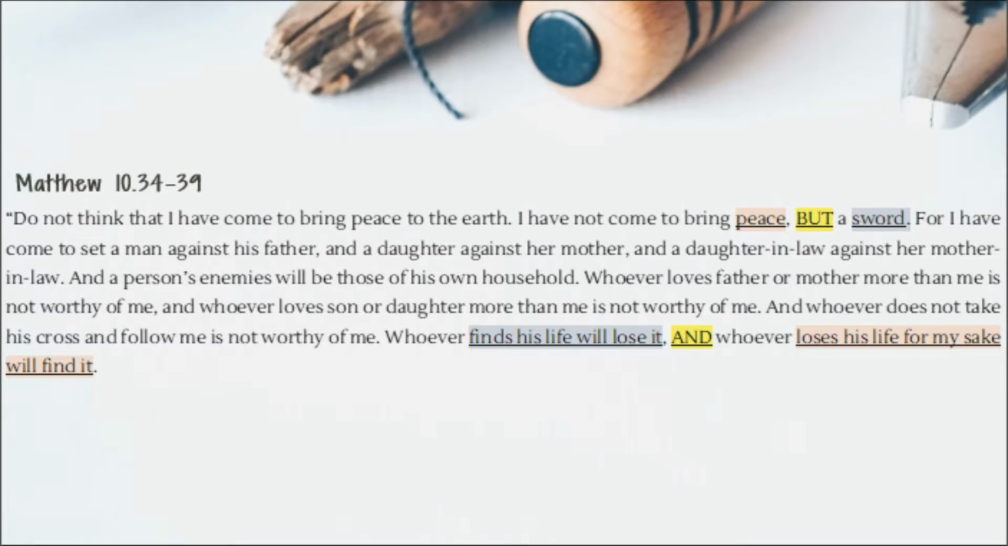So peace and sword. And then at the bottom, it's whoever finds his life will lose it, versus whoever loses his life for my sake will find it. It's a direct contrast. Peace, sword, lose, find, life.